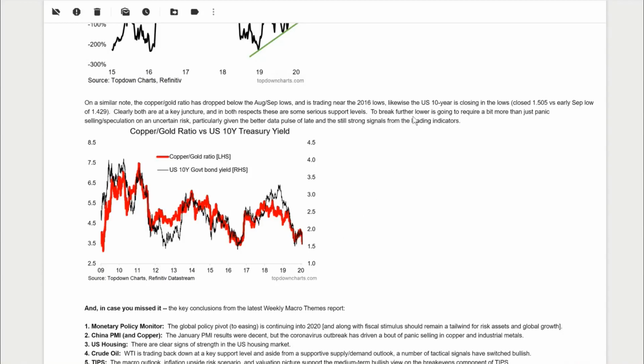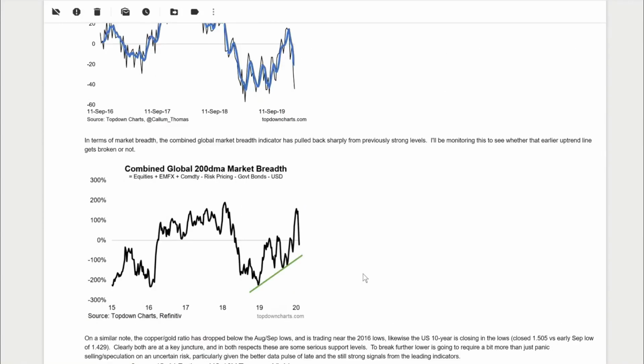So again, as I noted, to break further lower is going to require a bit more than just speculation, especially given that we've seen a bit of a better data pulse of late, and I'm still seeing very strong signals from the leading indicators. So I think this is the floor. That's basically it.